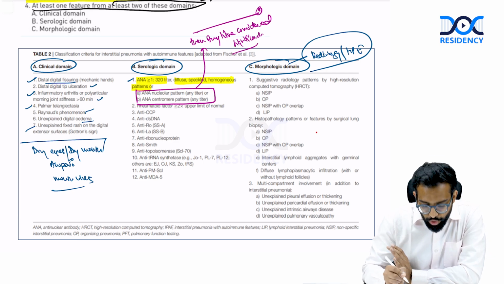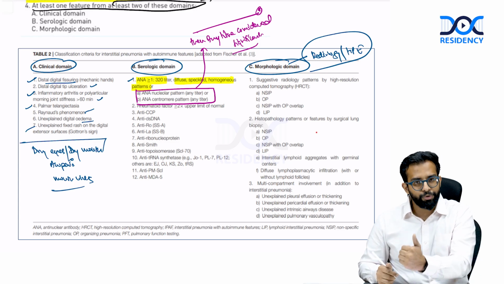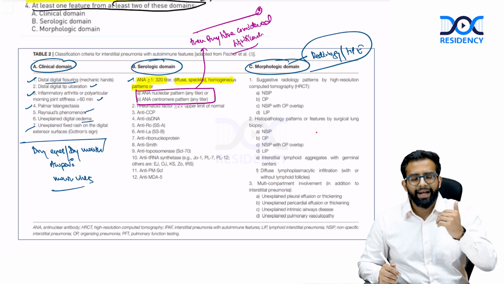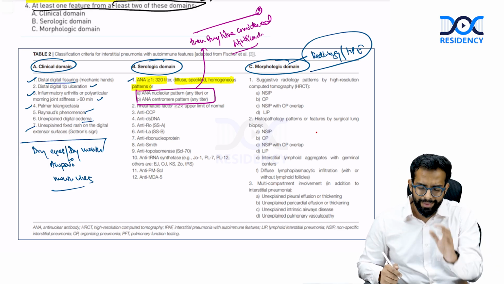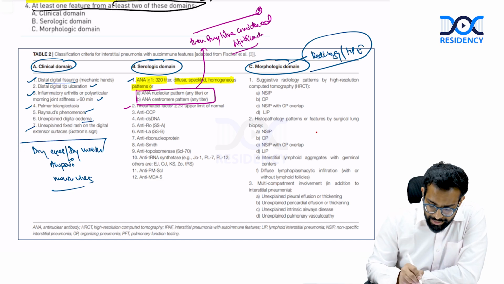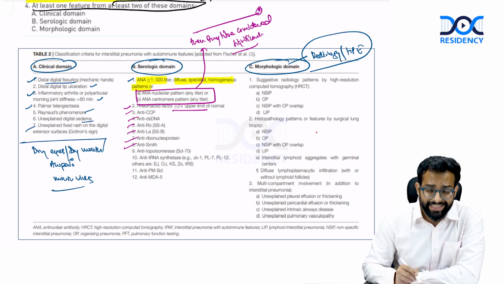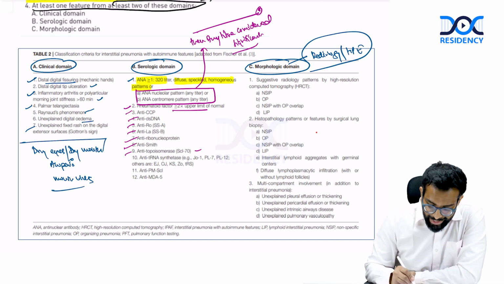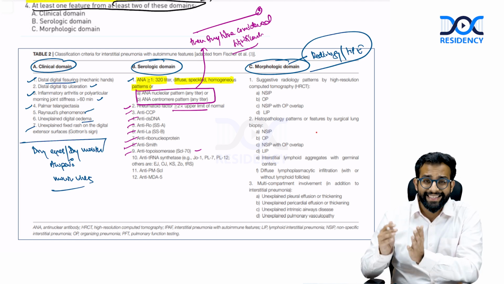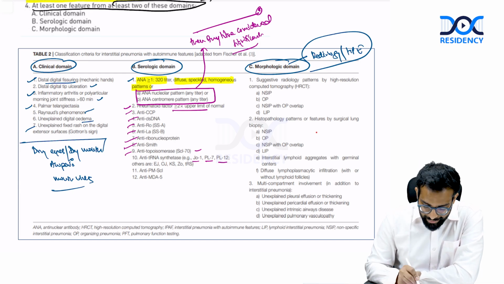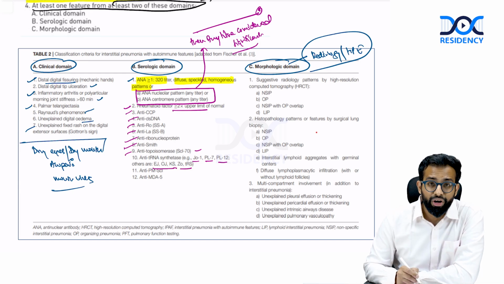So remember, nucleolar pattern and centromere pattern, any titer is significant. For all the other patterns, speckled, diffuse, homogeneous, a titer of greater than or equal to 1:320 is considered to be significant. Then you have rheumatoid factor, that is more than twice the upper limit of normal. You have anti-CCP, you have anti-dsDNA, Ro, La, anti-RNP, anti-Sm, anti-topoisomerase, also known as anti-Scl70. Then you have certain anti-synthetase, tRNA synthetase antibodies like Jo1, PL7, PL12, EJ, you have anti-PM-Scl, and you have anti-MDA5.